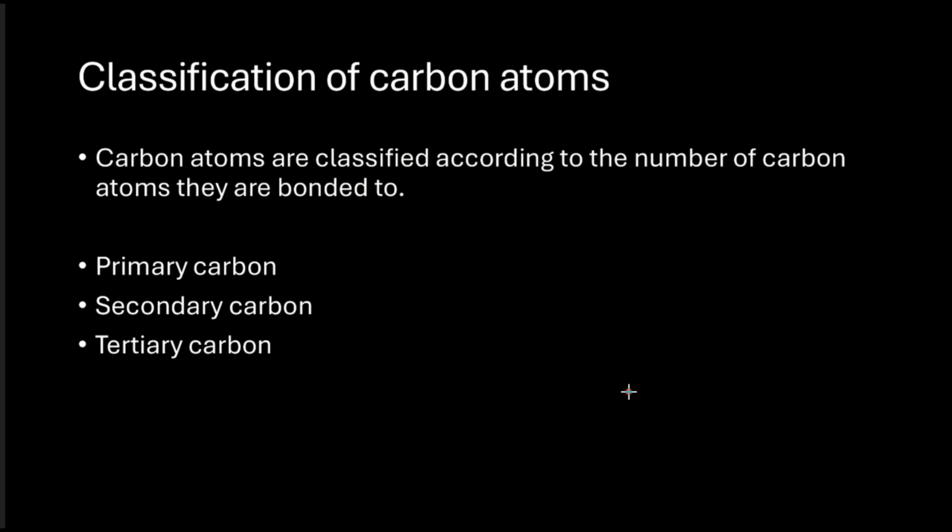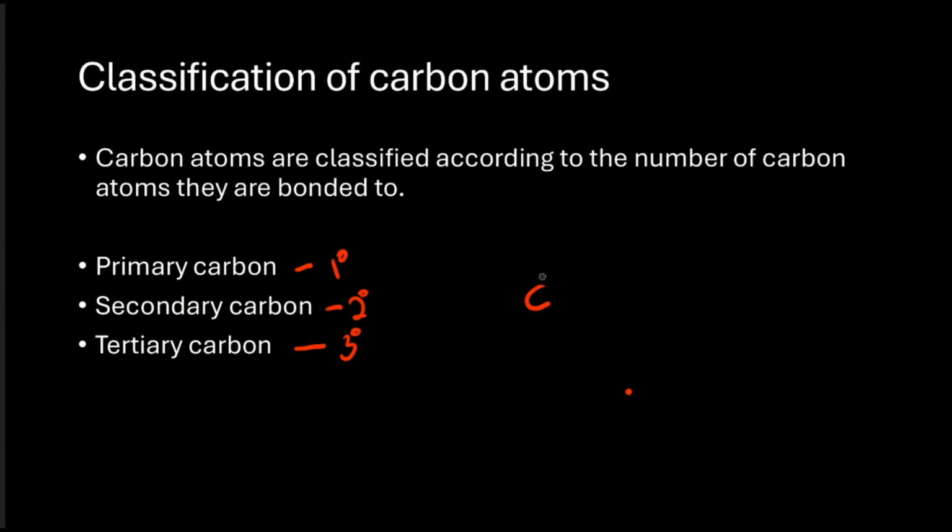So let's continue to the classification of carbon atoms. Carbon atoms are classified according to the number of carbon atoms they are bonded to. So we have primary carbon atoms, secondary carbon atoms, and then tertiary carbon atoms. Primary carbon atoms are bonded to just one carbon atom, secondary carbon atoms are bonded to two other carbon atoms, and tertiary carbon atoms are bonded to three other carbon atoms. We write 1 degree to represent primary carbon, 2 degree to represent secondary, and 3 degree to represent tertiary.